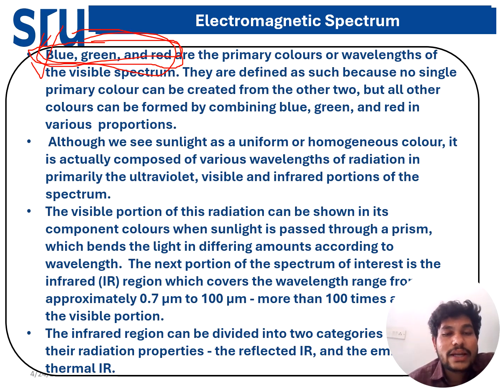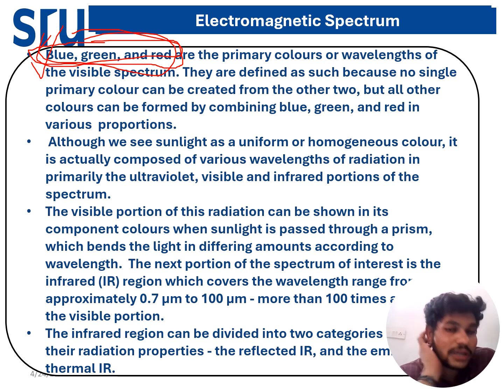So we see the sunlight which has uniform and homogeneous color. It is actually composed of radiation of different wavelengths, primarily the ultraviolet, visible, and infrared portions of the spectrum. Then the visible portion of the radiation can be shown as a component of colors when the sunlight passes through the prism, which bends the light by different amounts according to wavelength.